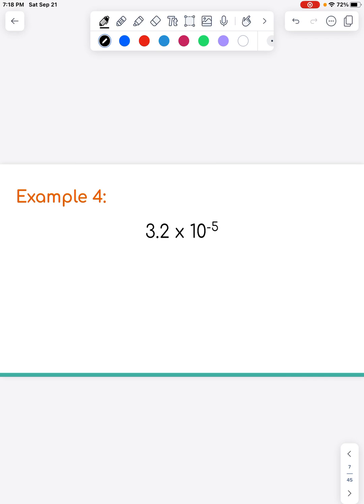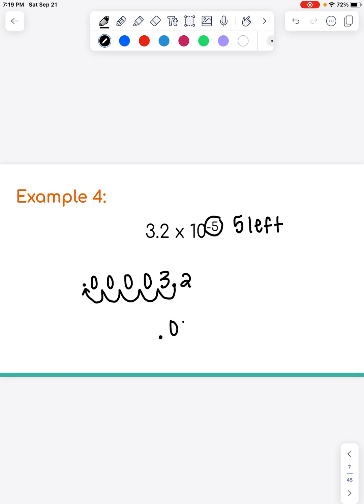Now you can see we have a negative exponent, so this is going to look a little different. I'm still going to rewrite my factor. And now, since I have that negative 5, that means I need to move 5 to the left. So I'm going to move my decimal, 1, 2, 3, 4, 5, filling those empty spaces with zeros. So I get point 1, 2, 3, 4, 3, 2.